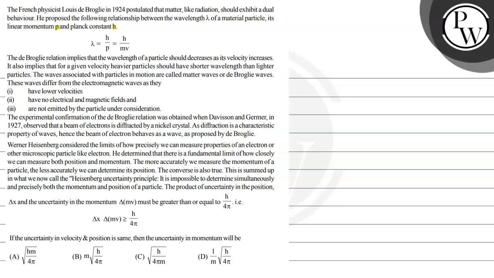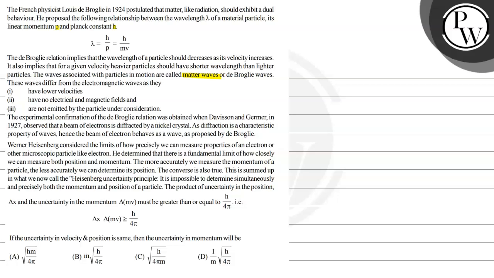The de Broglie relation implies that the wavelength of a particle should decrease as its velocity increases. It also implies that for a given velocity, heavier particles should have shorter wavelength than lighter particles. The waves associated with particles in motion are called matter waves or de Broglie waves. These waves differ from the electromagnetic waves as they have lower velocities, they have no electrical and magnetic fields, and they are not emitted by the particle under consideration.